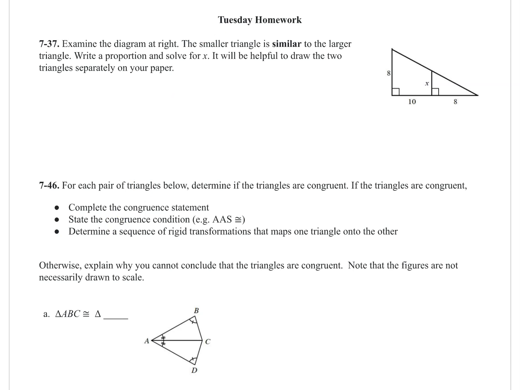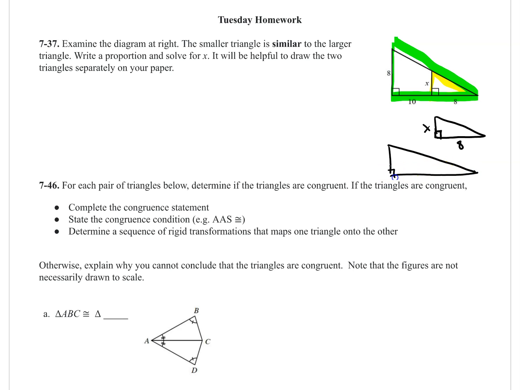Let's look at the diagram. The smaller triangle is similar to the larger triangle. To analyze this, we need to draw this as two separate triangles. So there's the little triangle and the big one. The little triangle has side length x and 8, and the big triangle has a base of 8, and then this side is 10 and 8. So you add them together, it's 18 units long. 10 plus 8 is 18.